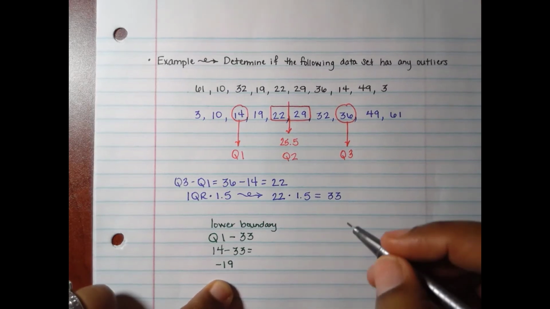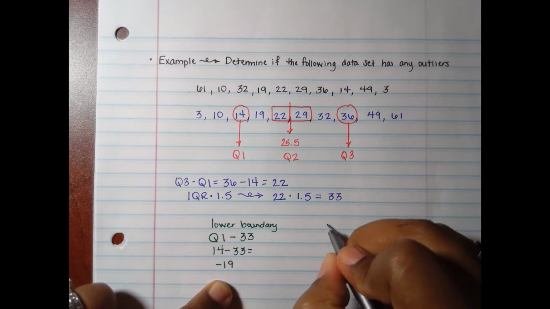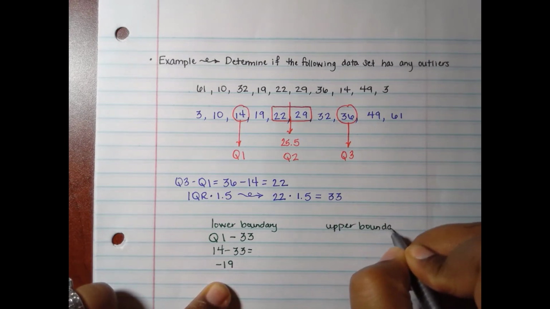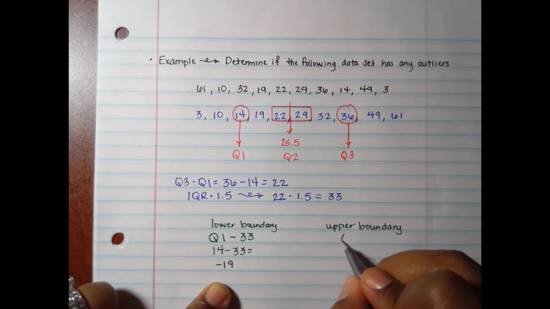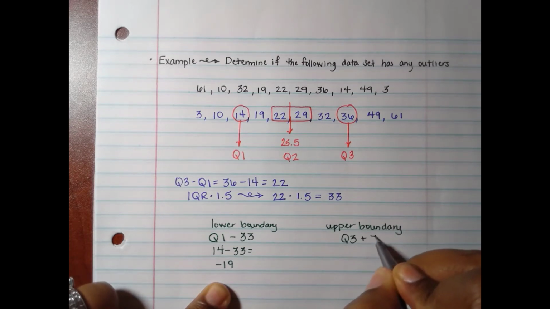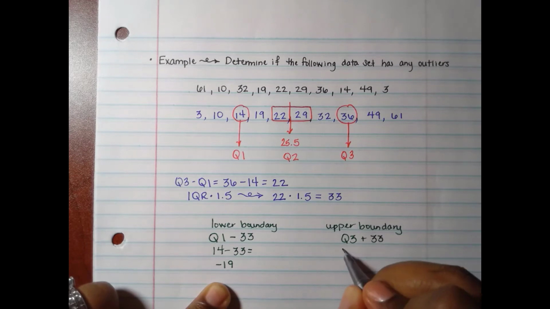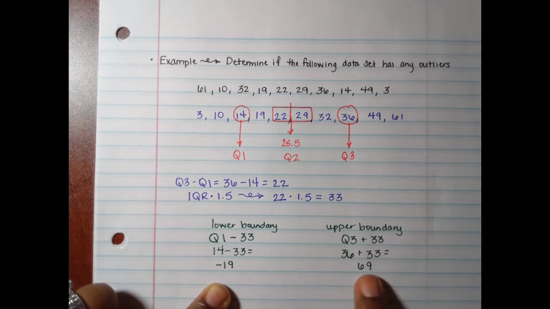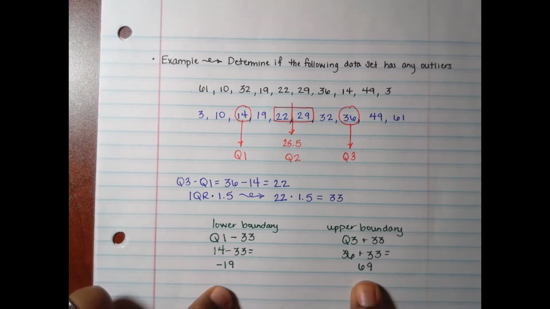So let's find the upper boundary. And to do that, we would do Q3 plus 33, which would be 36 plus 33, which equals 69. The upper boundary says that any number larger than 69 would be an outlier.